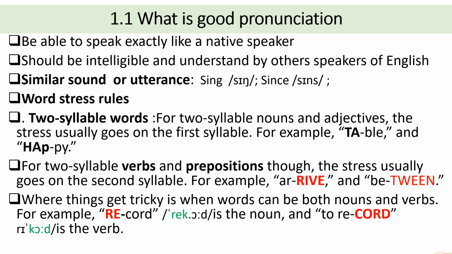Another case is when a word can be both noun and verb, for example the word record. As a noun, we stress the first syllable, so we pronounce it record. And when it functions as a verb, we pronounce it record, stressing the second syllable. Okay, and now moving to the next point.